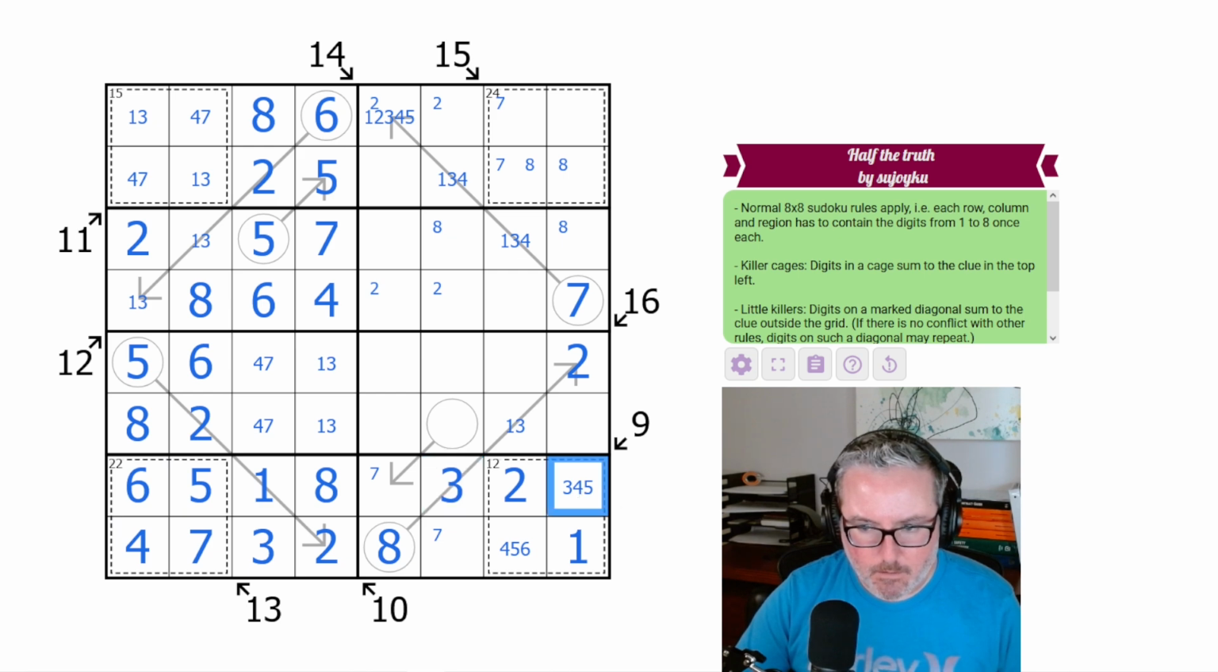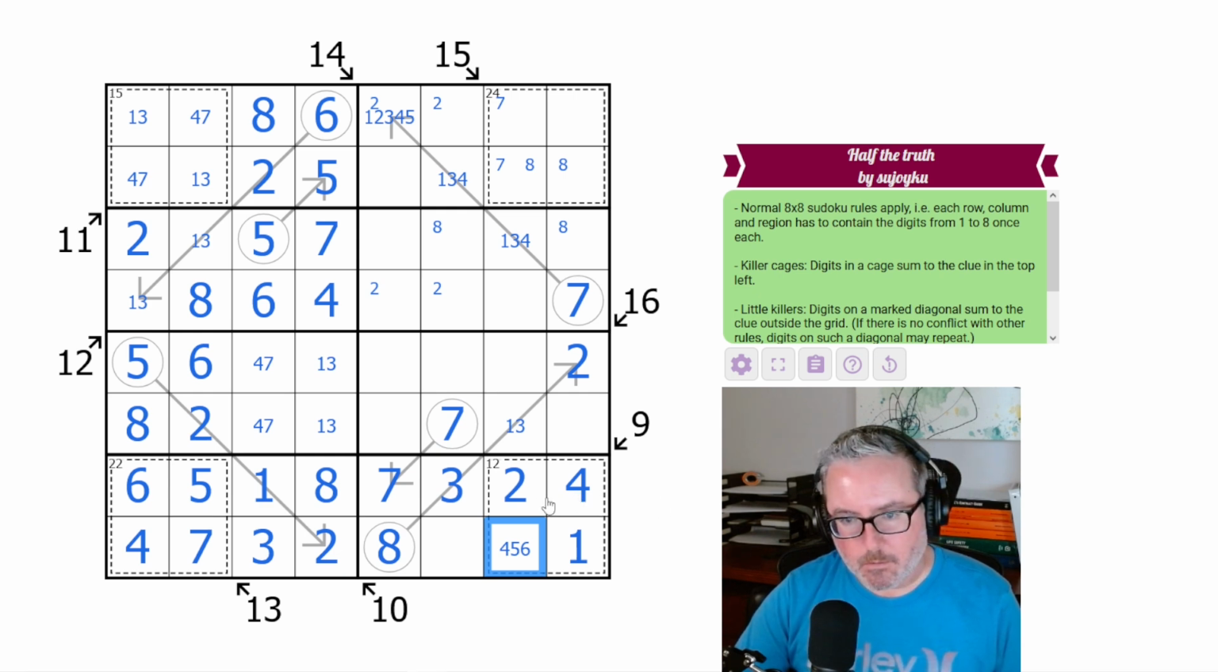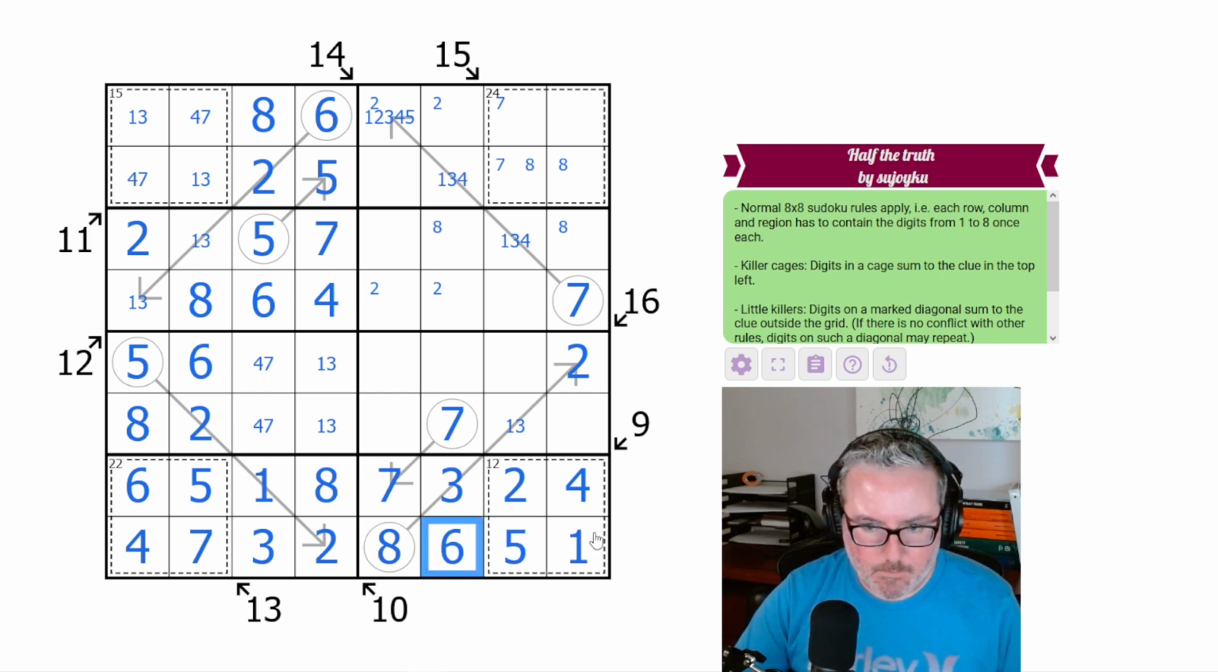This is a 3. This is not 3 or 5, so it's 4. This is 7, so it puts 7s in both of these. Good. What does this have to be? We've got 1, 2, and 4, which is 7, so therefore this has to be 5. This has to be our 6.